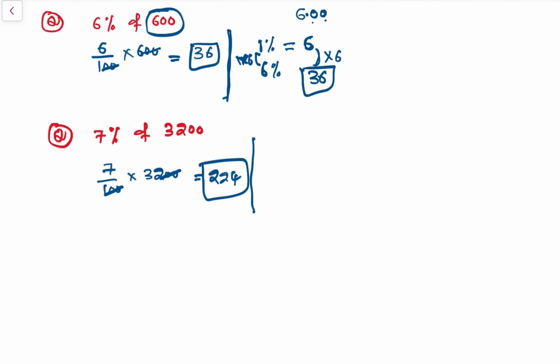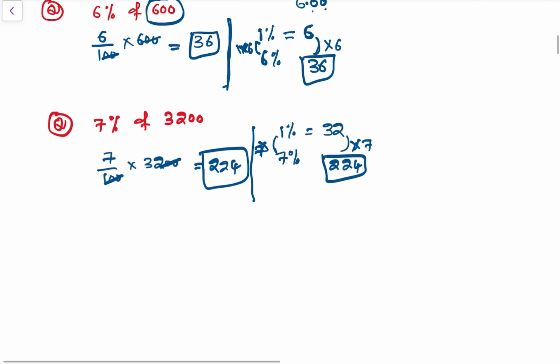अब इसके लिए, so 1% is what? 32. 1% is 32, ठीक है. देन 7% चाहिए, ठीक है. 1 into 7, 7% आएगा. 1 into 7, so 32 into 7 करना है, ठीक है. उससे आ जाएगा 224, ठीक है. दैट इज इजी, राइट.